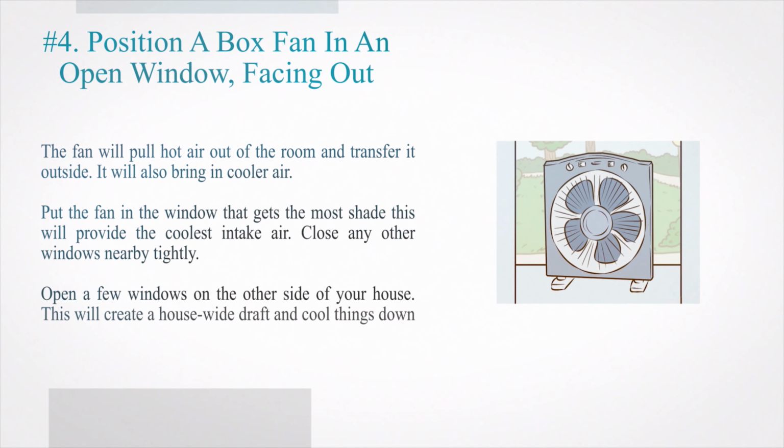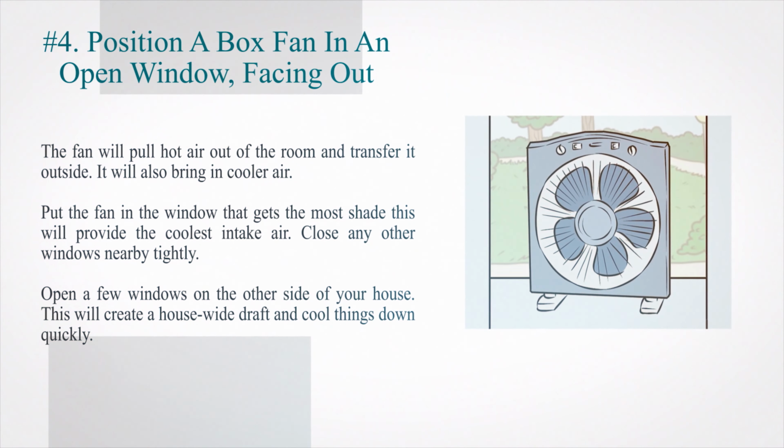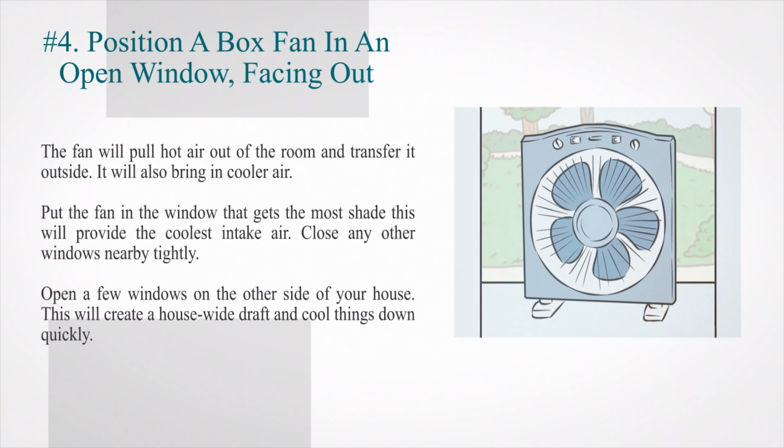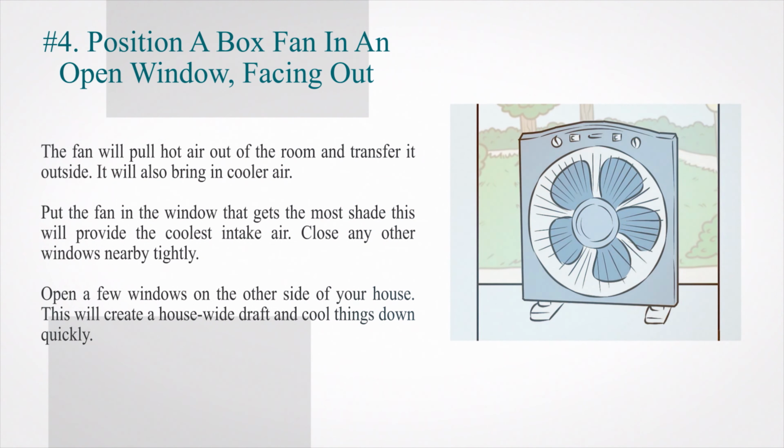Number 4. Position a box fan in an open window, facing out. The fan will pull hot air out of the room and transfer it outside. It will also bring in cooler air. Put the fan in the window that gets the most shade, this will provide the coolest intake air. Close any other windows nearby tightly. Open a few windows on the other side of your house. This will create a house-wide draft and cool things down quickly.